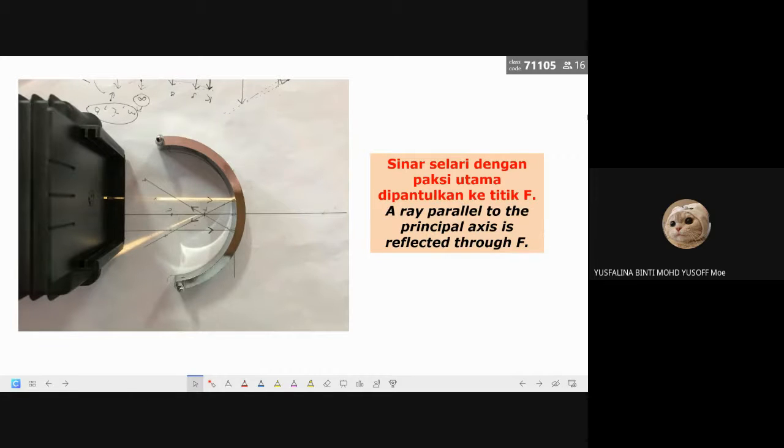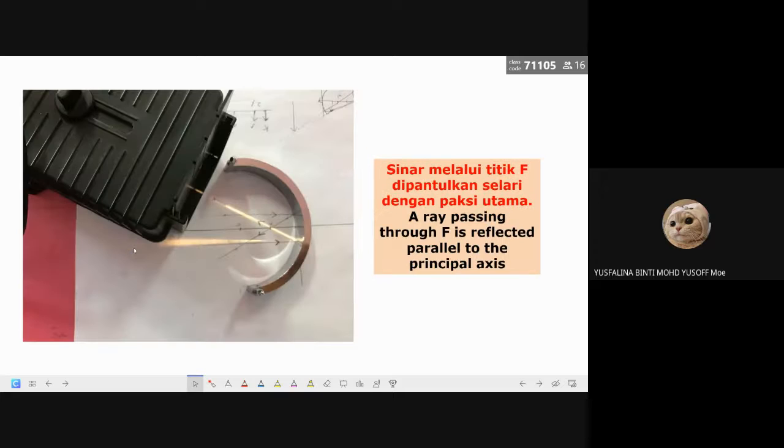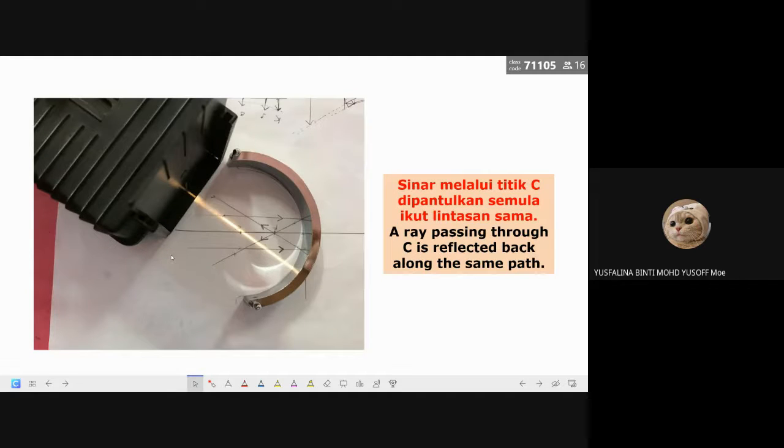So this is the ray diagram. The first one is reflected back to F, and then the second one is reflected back. And the last one just goes in a straight line like that.